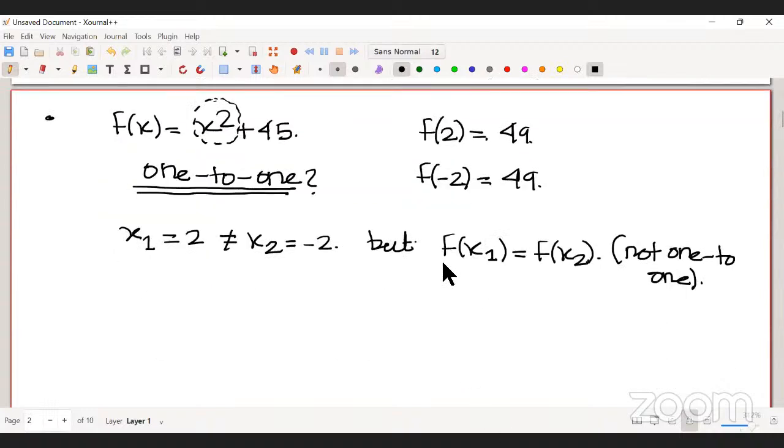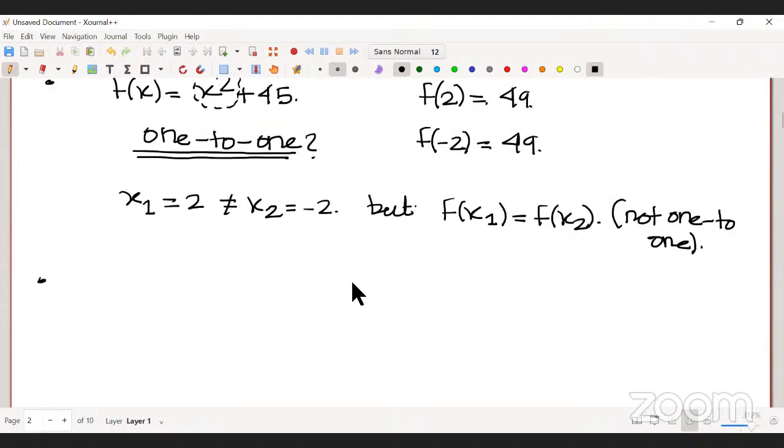Not one-to-one. Okay, so let's take one more example. Let's say f of x is... Sir, one example for root function, under root x to x2. Okay, so is this a one-to-one function? Why is this a one-to-one function? Sir, because if we input different x1, it will give different images. For different inputs, it will give different outputs.